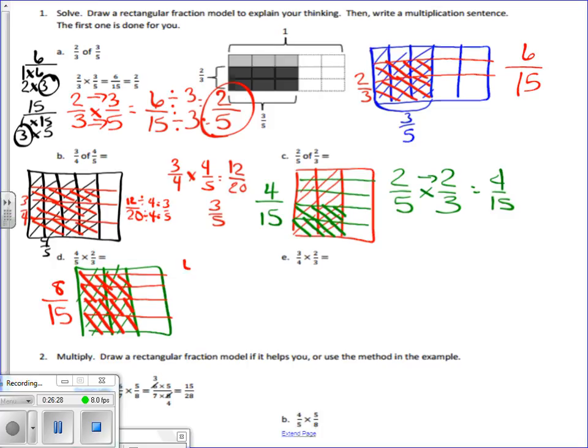So 4/5 times 2/3. 4 times 2 is 8. 5 times 3 is 15. That's as low as it goes. Can't do any different.